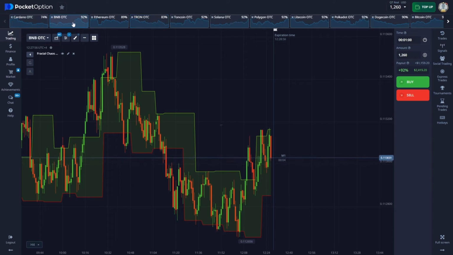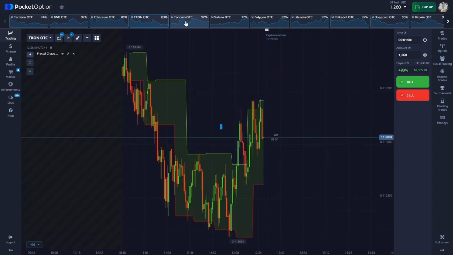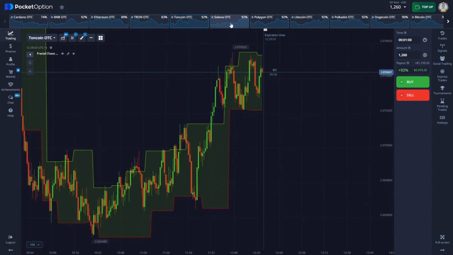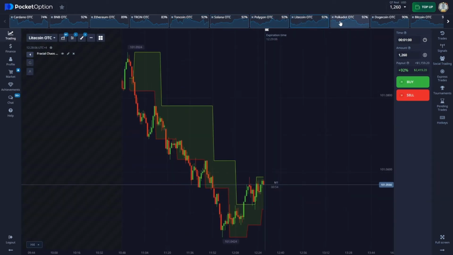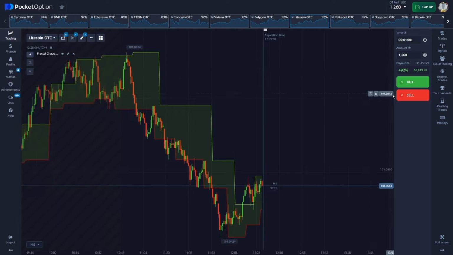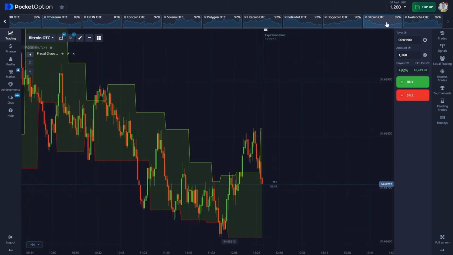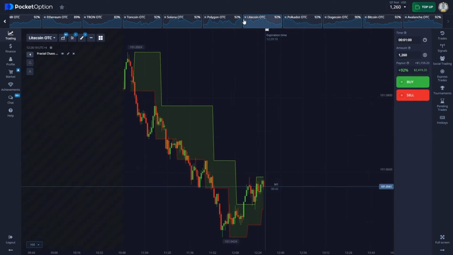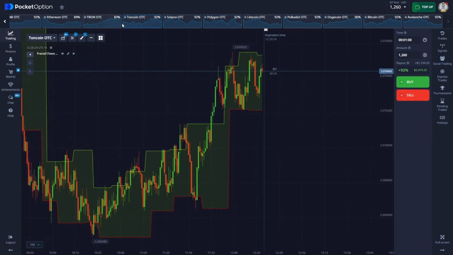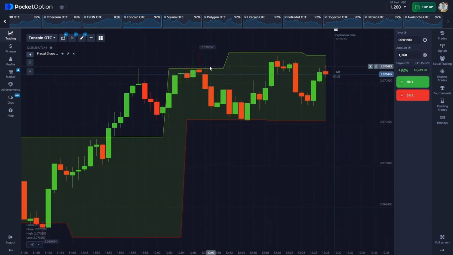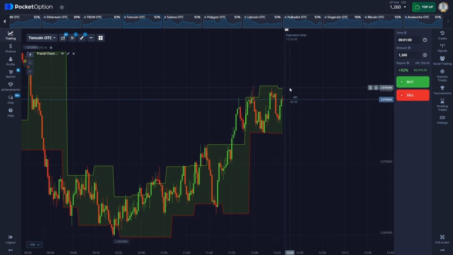When the candle hits the upper level, you can try for the downside move. And when the candle hits the lower level, you can try for the upside move. Okay, let's try to find another trade for $1,260. On Tron Coin OTC, we have a trade. If the current candle closes at the upper level, we can try for the downside move.